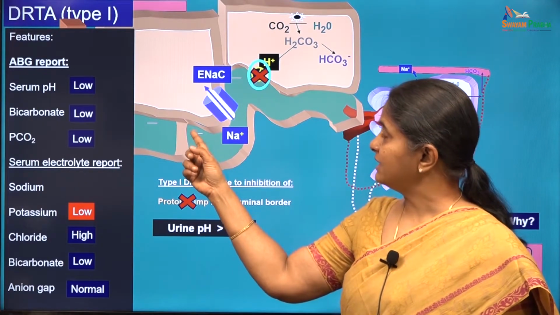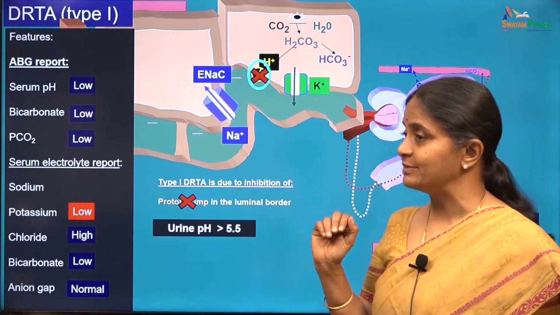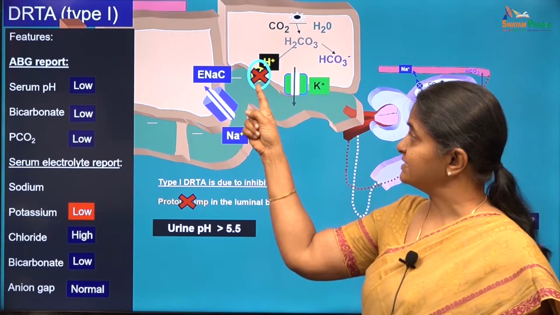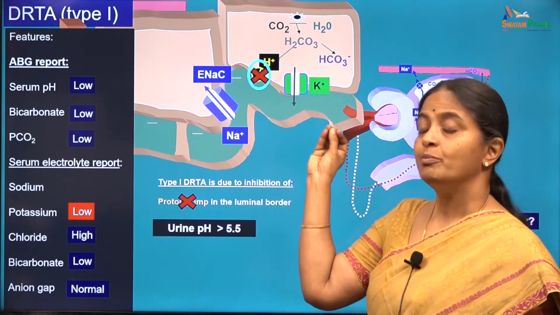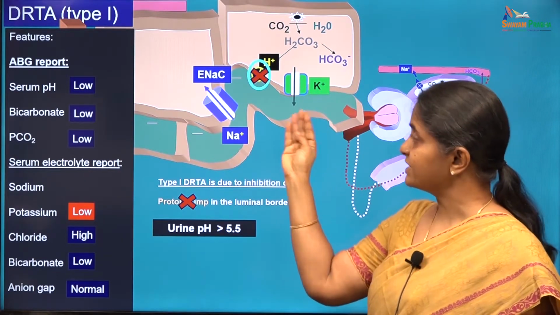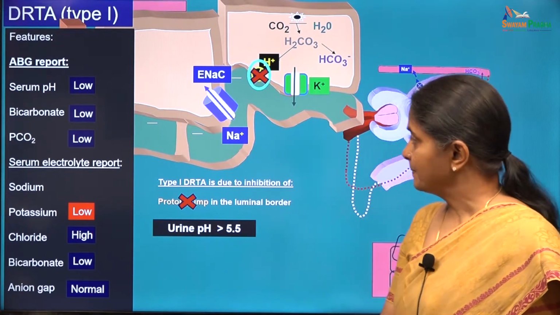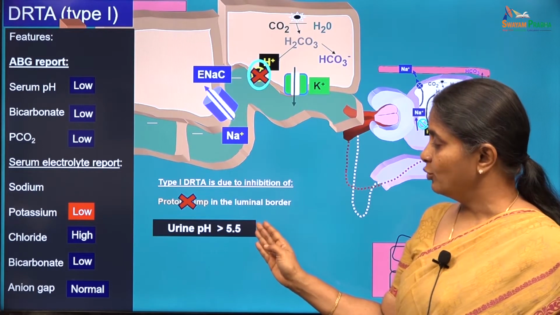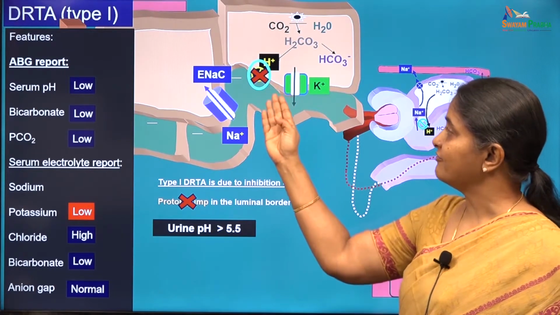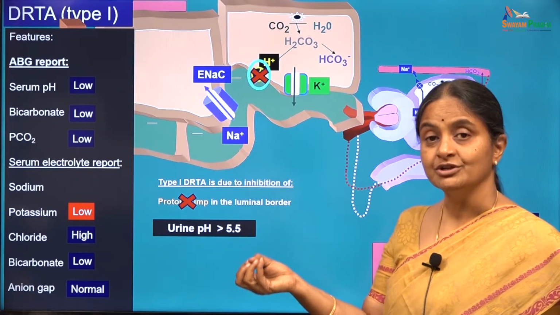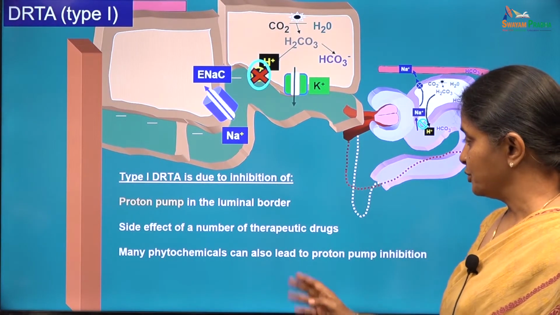Remember, this luminal electronegativity favors not only proton extrusion but also potassium extrusion. When the proton pump is inhibited, the luminal electronegativity will pull out more potassium than usual. Therefore, there is potassium loss in urine leading to reduced potassium in blood. Urine pH will be more than 5.5, in fact frankly alkaline, and that is because not enough protons are moving out into urine. Urine is not acidified adequately. That is what we just saw.